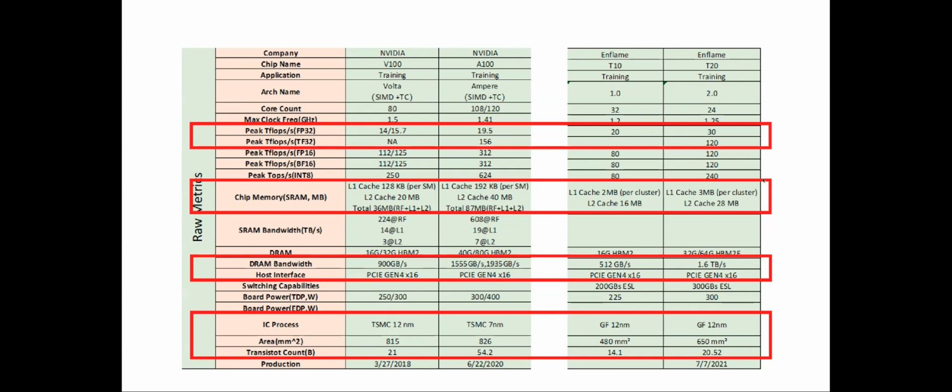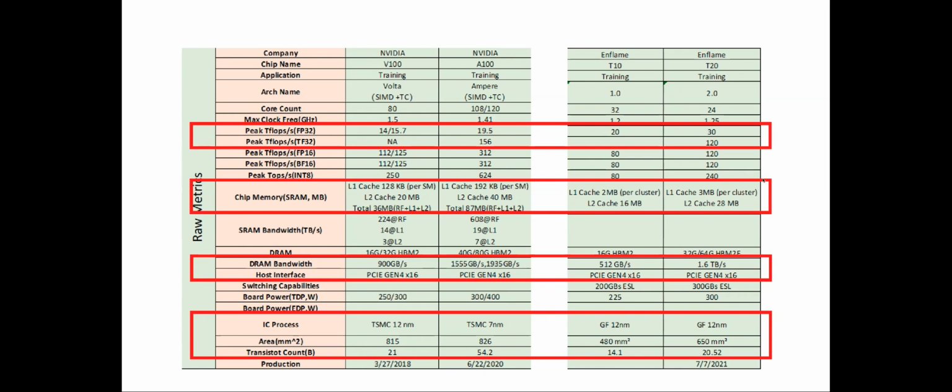And I listed 2 generations of the AI ASIC chips that I have been working on at Flame on the right part. Compared to NVIDIA, these 2 ASIC chips have very similar teraflops in floating point 32-bit and also in TF32, and they have very comparable off-chip DRAM bandwidth, and also area and transistor count.